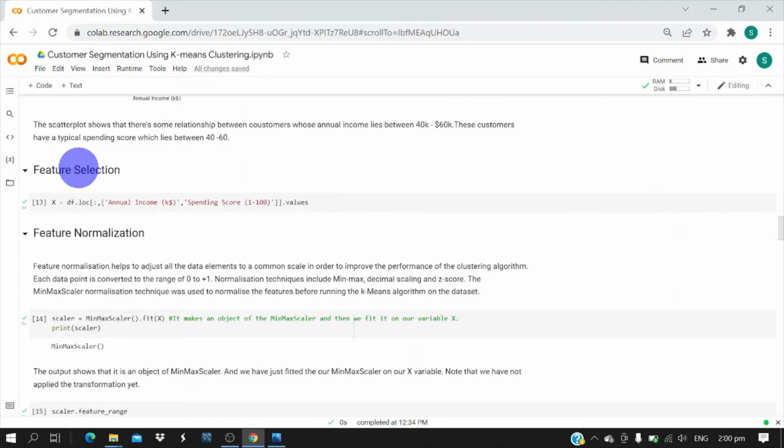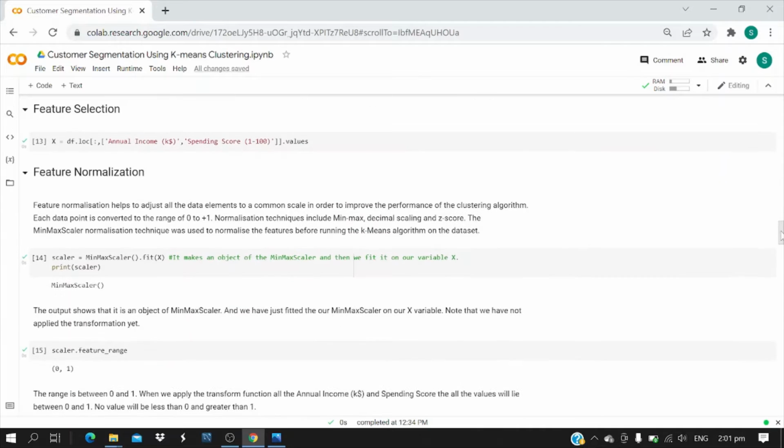Because I'm interested in working with only the annual income column and the spending score, I had to select these features out of my data set, since I'm not interested in the age or the gender column. So I selected these features using feature selection, and then I put them in this x variable. I also did feature normalization.